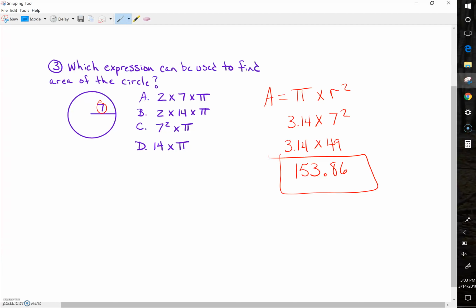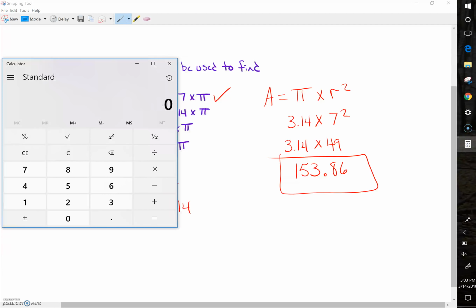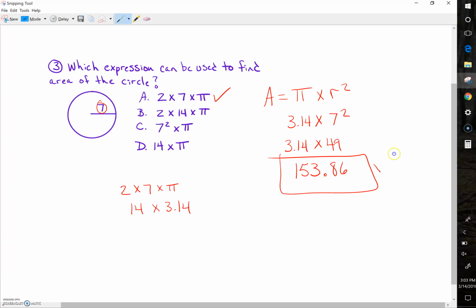Let's take a look at which one of these would give us the same answer. So if we look at A, it's 2 times 7 times pi. 2 times 7 is 14, times pi is 3.14. So it's pretty obvious that it's not going to be the answer, but 3.14 times 14 does not match this answer. So it's not A. It's not going to be B either. It should be C. So let's check C.